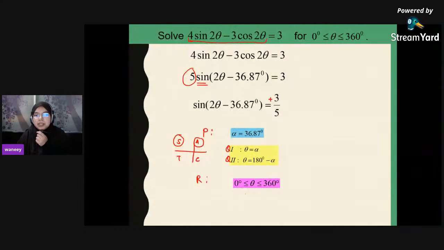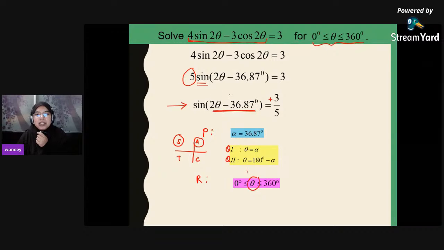Okay, so this is based on the question. So we have theta in between 0 and 360. So this is given. However, over here, this is actually 2 theta minus 36.87. So I have to modify my range so that it is equal to this one.